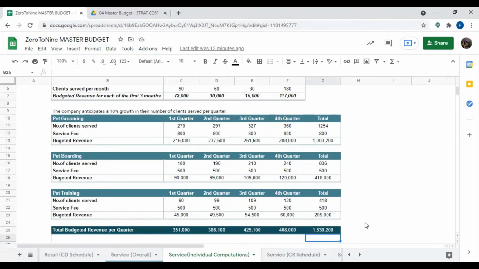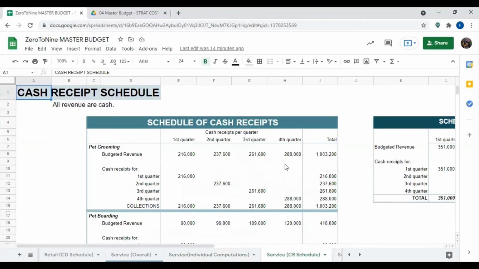In formulating the cash receipts budget, the business assumed that all revenue is received in cash. To illustrate, for pet grooming, the budgeted revenue for the first quarter is 260,000, which will be received fully in the first quarter. So the total collection for the first quarter is 216,000, and for the second quarter, the total collection will be 237,600, which is the budgeted revenue.